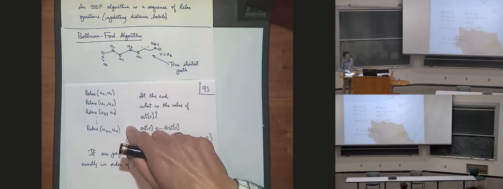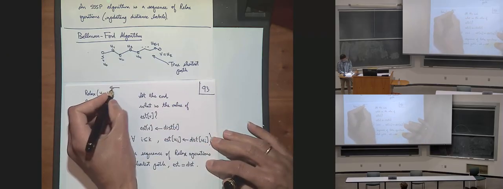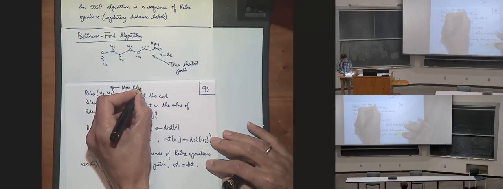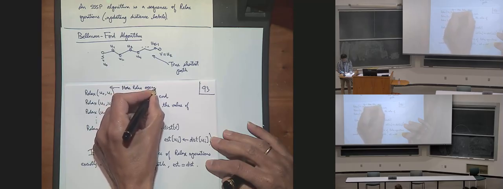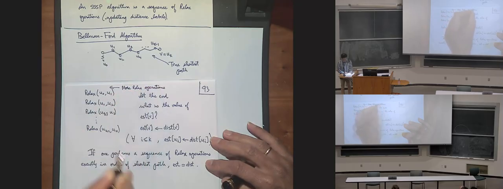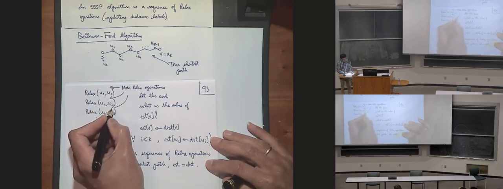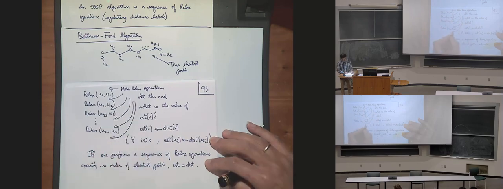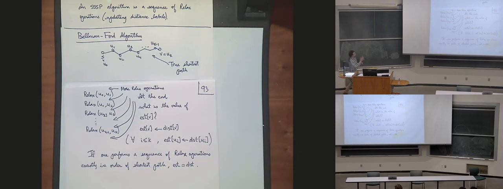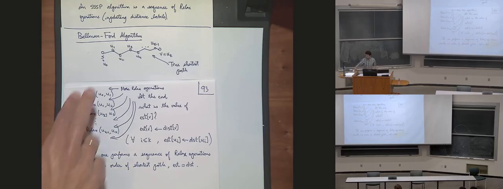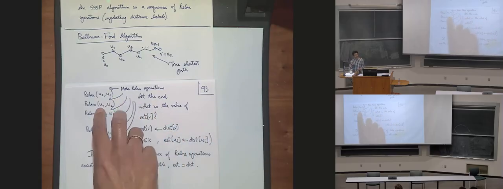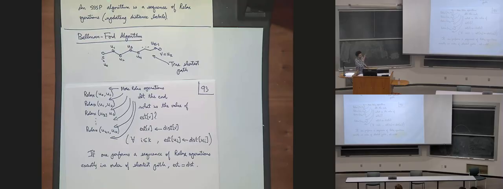Suppose you did this, and in between, you did more relax operations. So let's just say you did these, but you did more relax operations in between. So you did relax on the first edge, and then a bunch of other relax operations. Then you did relax on this edge, then a bunch of other operations. What's going to happen now?